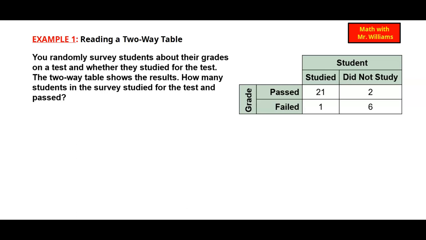So the question asks us to look for how many students studied and passed the test. So let's go look at our two-way table. We see student, we see the word studied, then we see the grade, and we're looking for passed. So the only number that aligns with both will be 21. So 21 of the students in the survey studied for the test and passed.